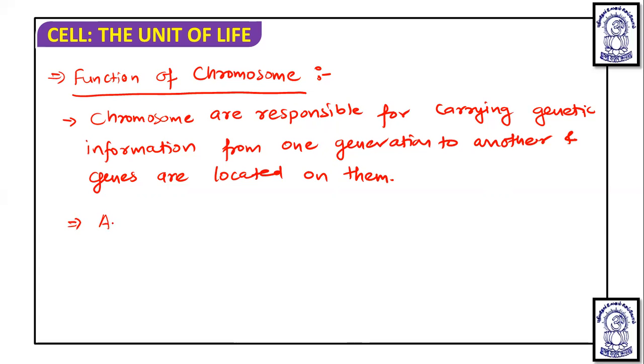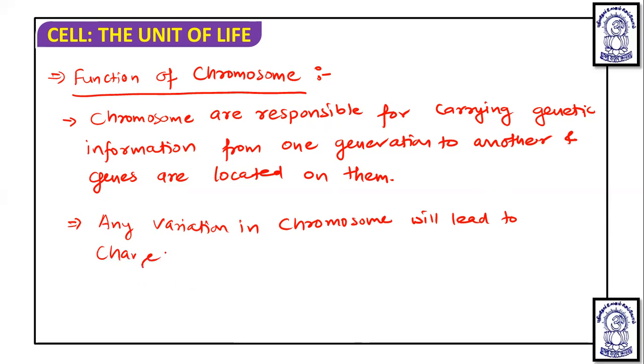And any variation in chromosomes will lead to a change in the structure of the organism, a change in the character of an organism. Okay, so this is all about the nucleus, what a chromosome is, and the types of chromosome based on the centromere, which we have discussed.